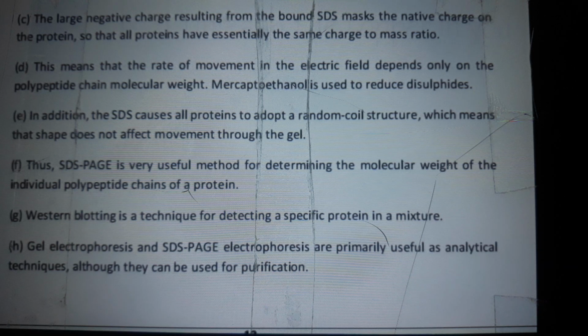Mercaptoethanol is used to reduce disulfides. In addition, the SDS causes all proteins to adopt a random coil structure, which means that shape does not affect movement through the gel. SDS-PAGE is a very useful method for determining the molecular weight of the individual polypeptide chains of a protein. Western blotting is a technique for detecting a specific protein in a mixture. Gel electrophoresis and SDS-PAGE electrophoresis are primarily useful as analytical techniques, although they can be used for purification.